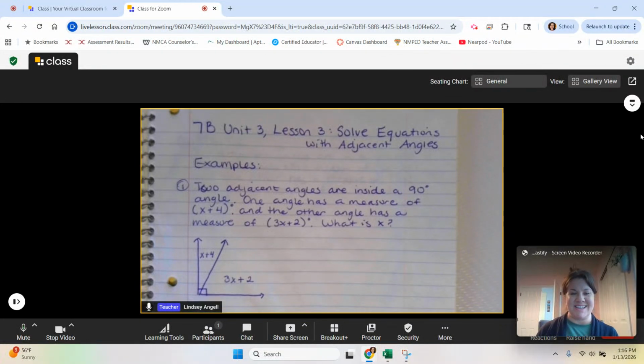Hi guys. All right, Unit 3, Lesson 3, solve equations with adjacent angles. So for this one, I'm just going to go straight into the examples.